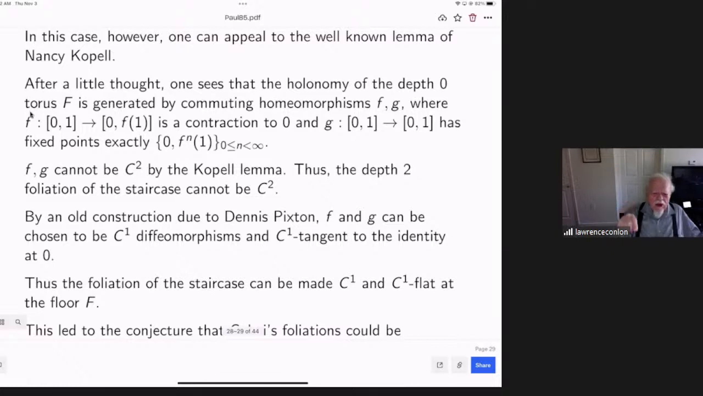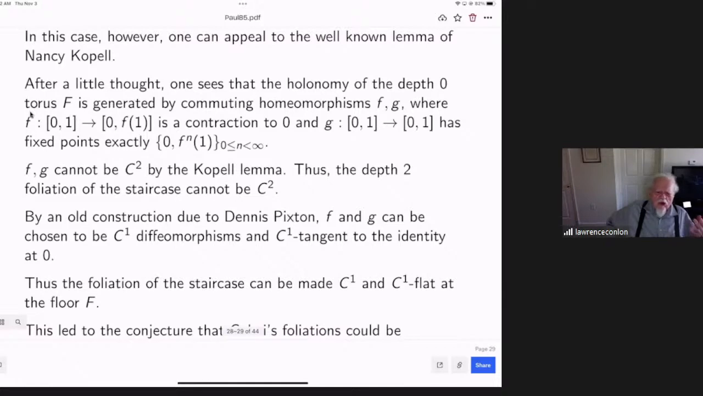By the Kapell lemma, F and G cannot both be C2 diffeomorphisms. Thus, the depth 2 foliation of this staircase, which seems to be forced upon us by Gabai's construction, cannot be C2.